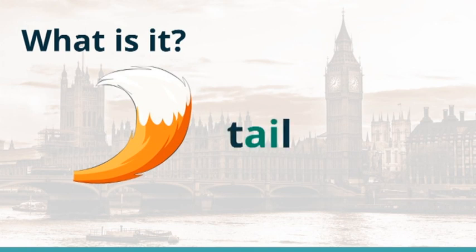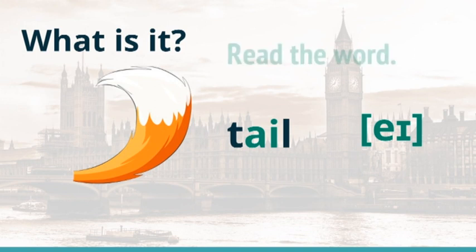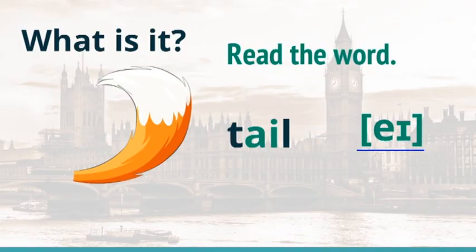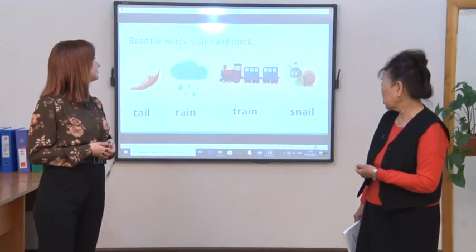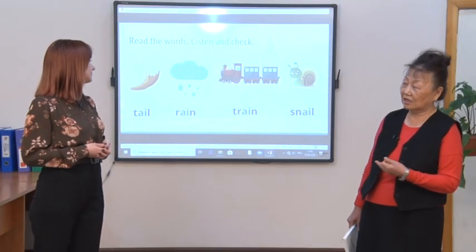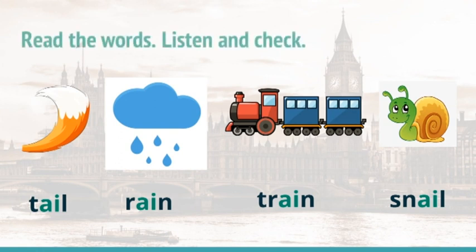It is a tail. So you see, AI has the pronunciation A. Yes, right. Tail. Let's read the following words. Listen and check. Tail. Rain. Train.